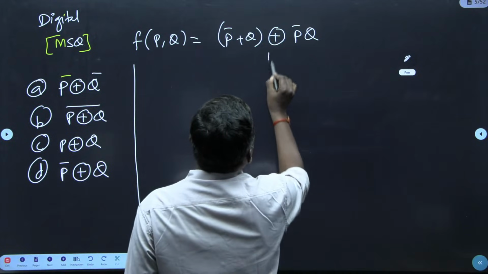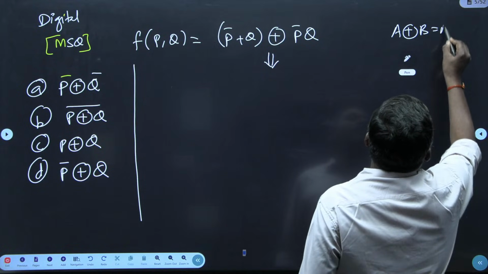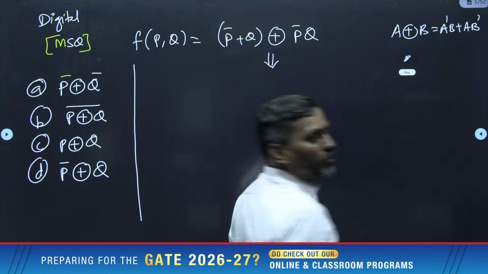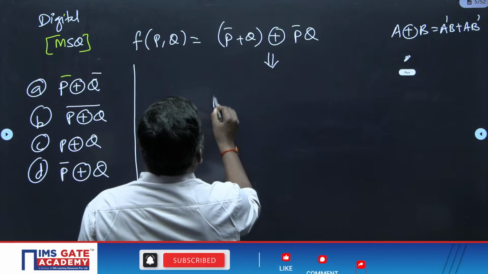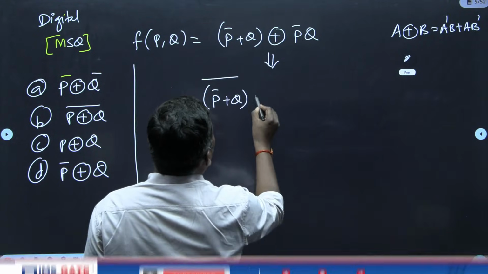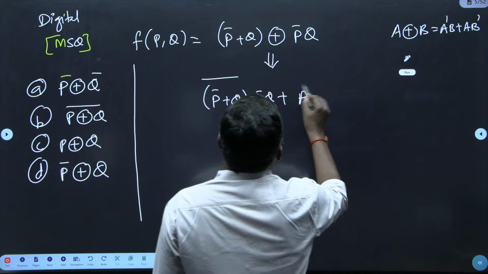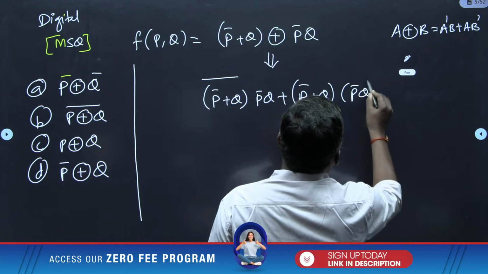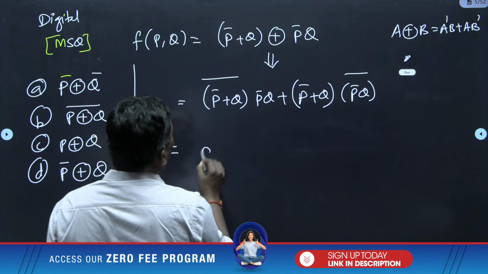So you should know the XOR operation. If you know A XOR B, how to write it? A'B + AB'. Correct, so I can use this logic. Now (P' + Q), taking the whole bar into this one, P'Q, plus (P' + Q) into (P'Q)'. Just simplify this one.